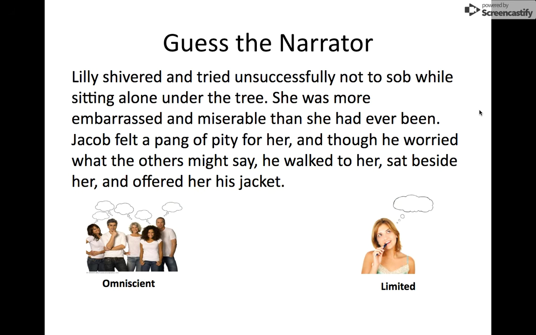Let's look at this again. Lily shivered and tried unsuccessfully not to sob while sitting alone under the tree. She was more embarrassed and miserable than she had ever been. Jacob felt a pang of pity for her, and though he worried what the others might say, he walked to her, sat beside her, and offered her his jacket. So now decide, is this third person omniscient or is this third person limited?